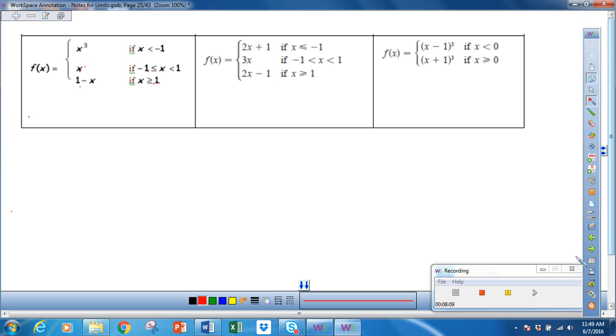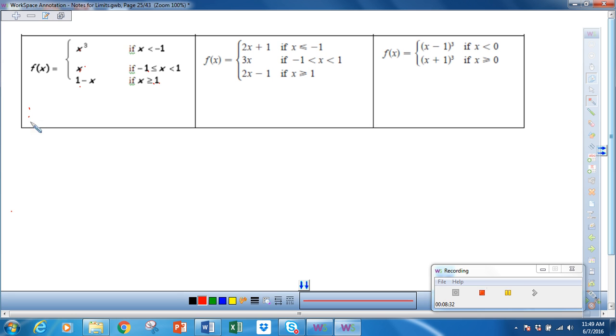Let's try another example. Again, x cubed is a cubic function and it is continuous on its domain. X and 1 minus x are both linear and they're both continuous on their domain. So the only place that it could be discontinuous would be at the endpoints, -1 and 1.